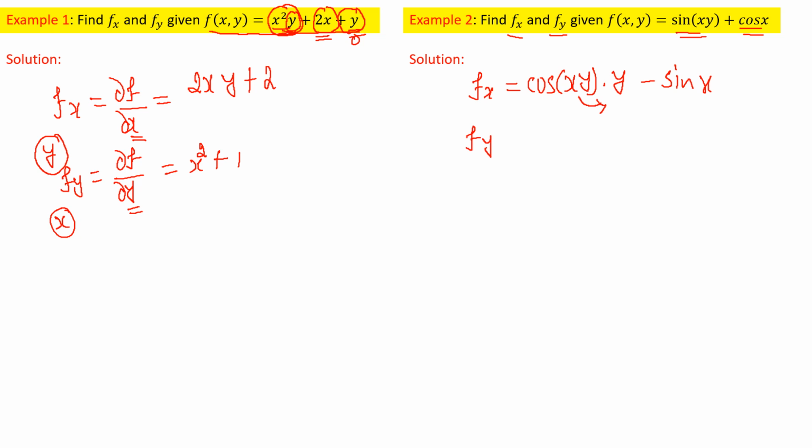Then fy. Again, in the first term, we have both variables xy. So derivative of sine will give you cosine xy, and derivative of xy with respect to y will be x. In the second term, there is no y, so derivative of cosine x with respect to y will be 0.